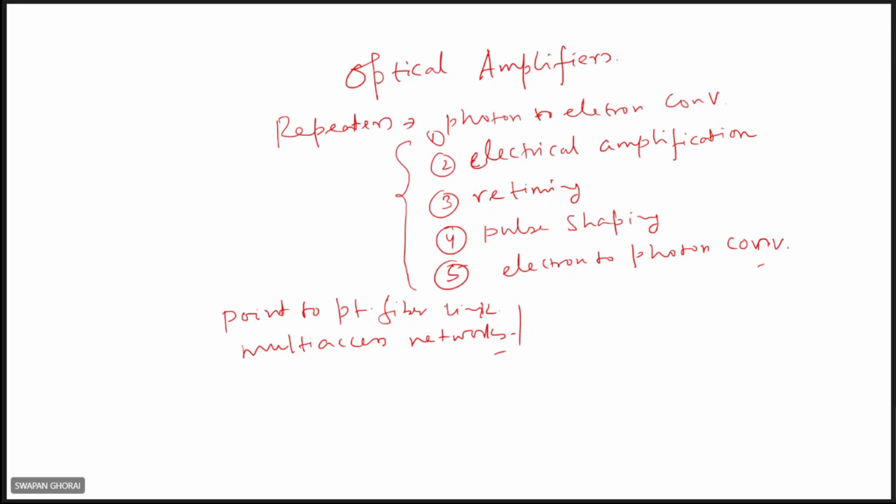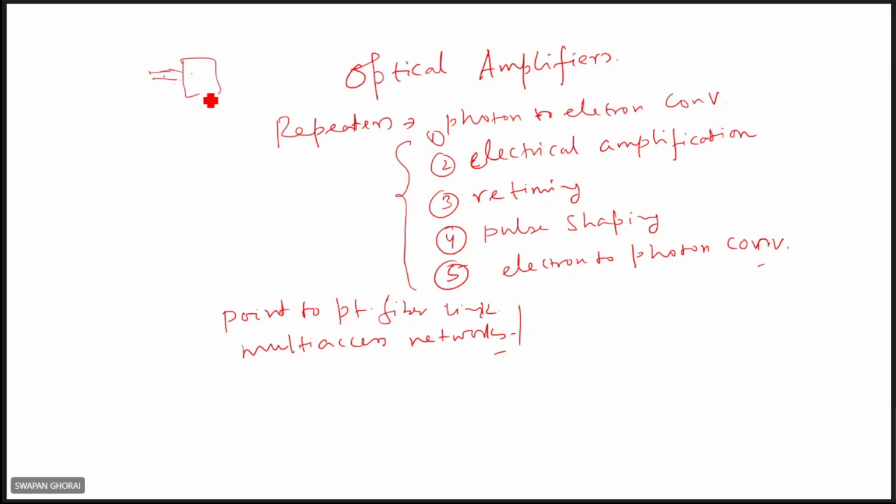Here, why do we need optical amplifiers? Because we have repeaters. Suppose you have a transmitter and receiver. If the power is not sufficient at the receiver, then there is the option of repeaters. But what are the components in repeaters? In the repeaters, generally you have to convert photons to electrical energy. Photon to electron conversion will be there, because the optical fiber signal is an optical signal. So if you have a repeater, then you have to convert optical to electrical.